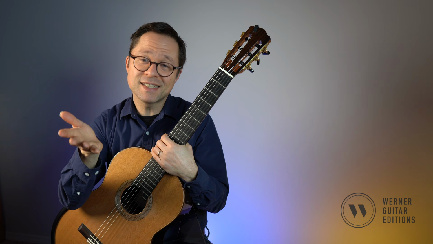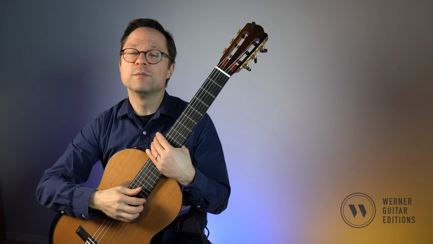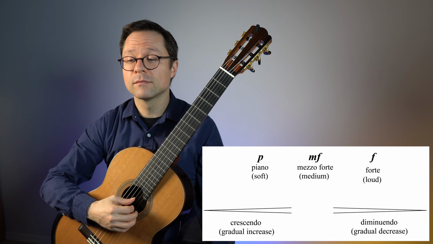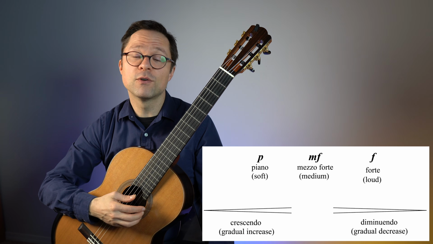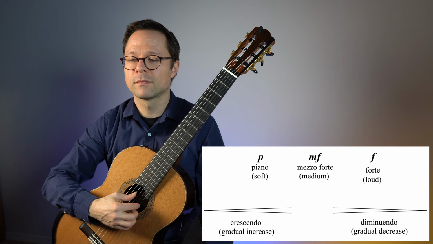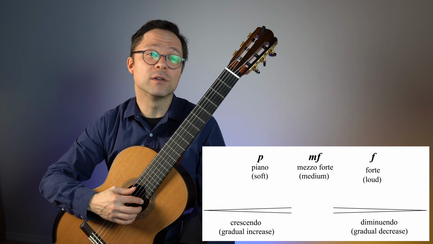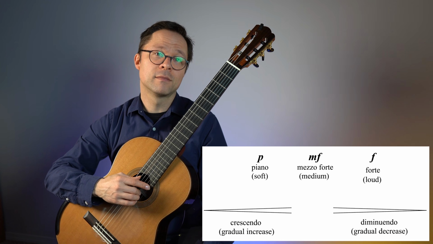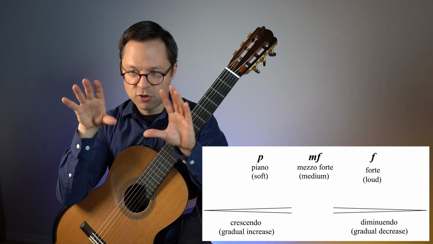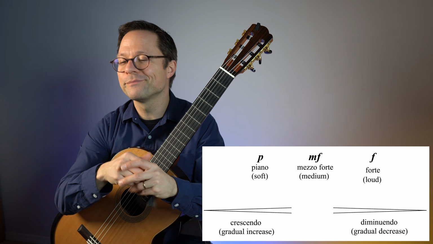But on a basic level, let's take a look at 3 dynamic markings first, which would be piano, soft, mezzo-forte, like medium, or forte, which would be like loud. So, those are 3 markings. When you see those markings, you can follow them.